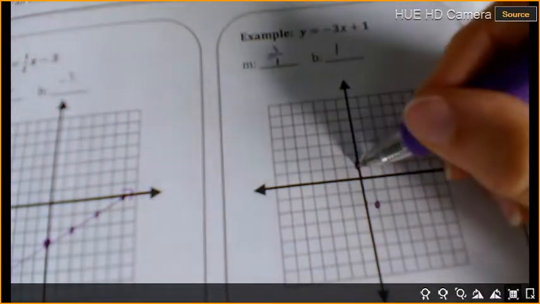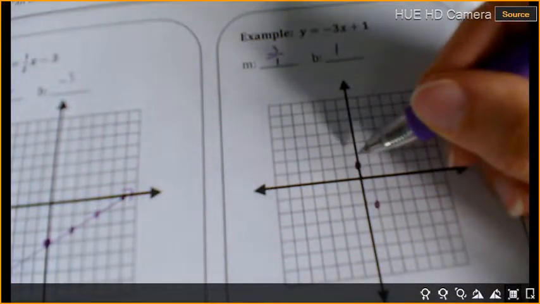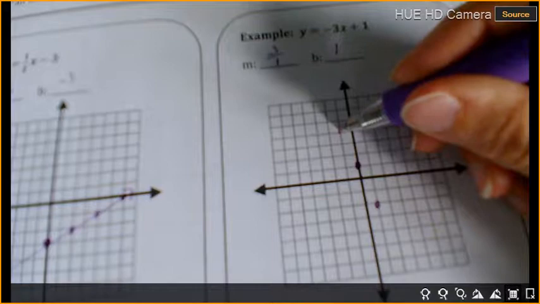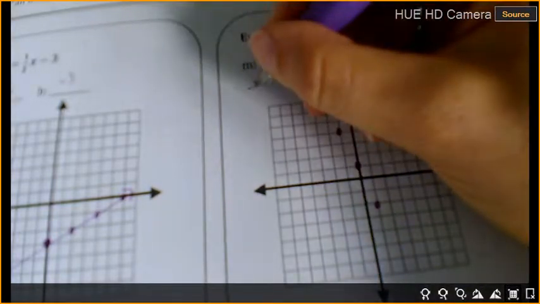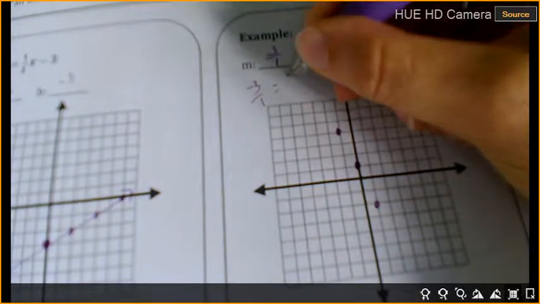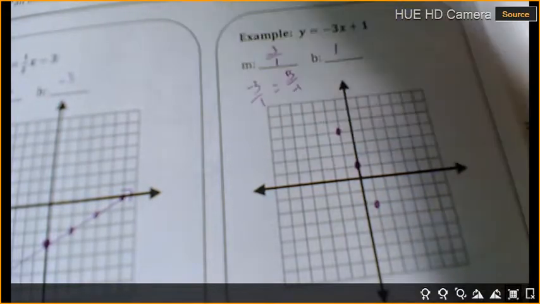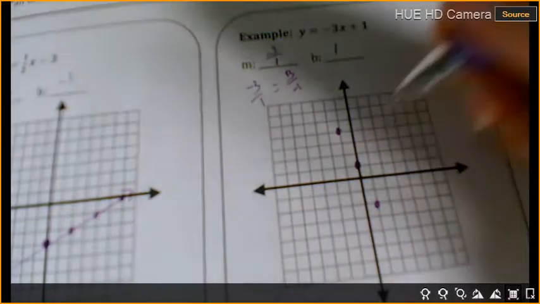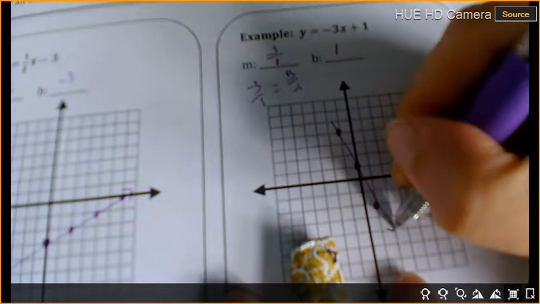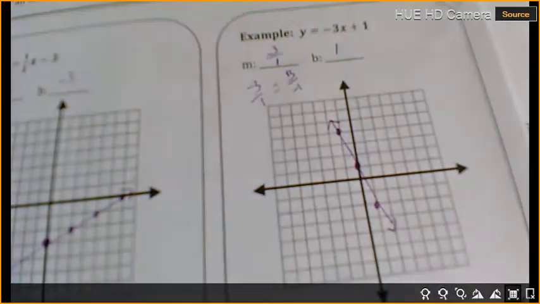You could also do it the reverse way. You could go up 1, 2, 3 over negative 1. It'll still give you the same thing because negative 3 over 1, that's the same thing, right, as positive 3 over negative 1. But they're not both negative because a negative divided by a negative is a positive. Okay, once you're done with these, go ahead and flip it over.